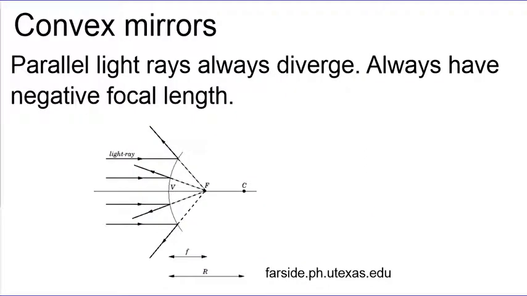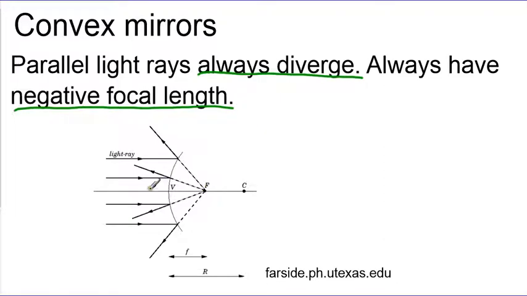Now we want to talk about convex mirrors. For convex mirrors, you can think of these sort of as the opposite of concave in terms of what they do to the light. For the concave, remember, we call these converging mirrors because they would converge towards the focal point. For convex, if we have parallel light rays that hit the mirror, they will always diverge. And for convex mirrors, they have a negative focal length. And the reason for this is because the focal point is actually behind the mirror.